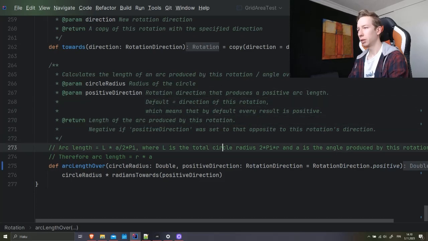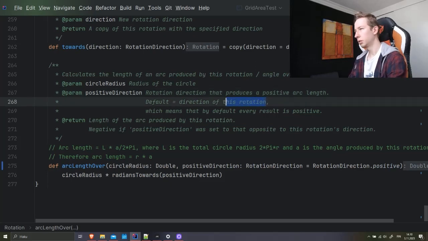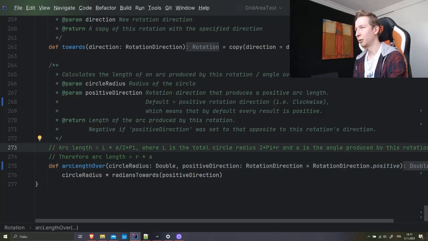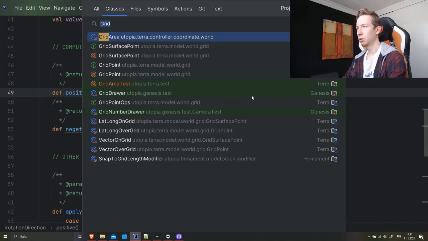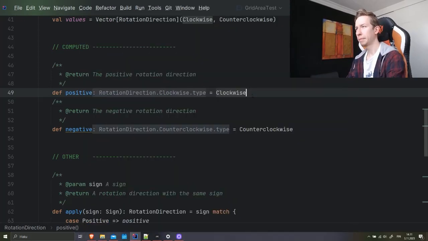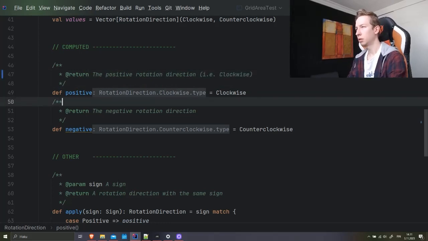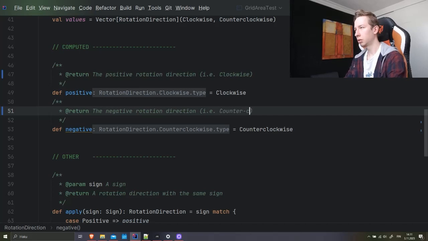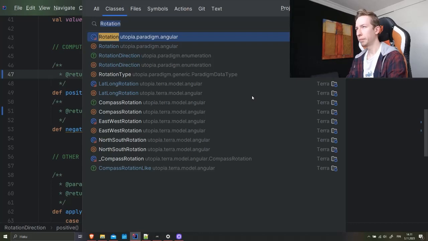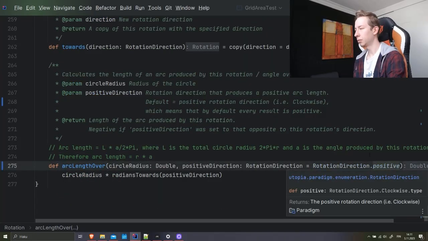So now we just need to update the comments. Length of node. Default is positive rotation direction, which should be clockwise. Okay, let's check it. Doesn't show clockwise. Maybe clockwise. Now the next time someone reads that, it's easier for them.